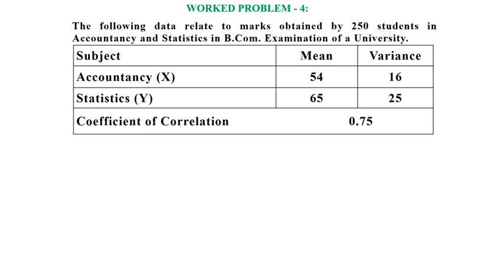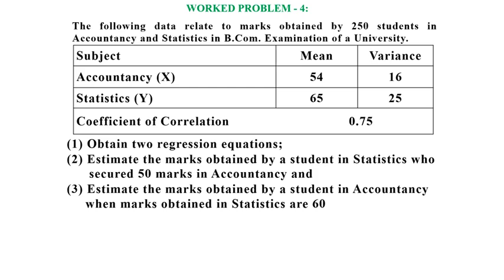Concentrate on the problem and identify what is given clearly and then proceed. Okay, what is the question here? Obtain two regression equations. Estimate the marks obtained by a student in statistics who secured 50 marks in accountancy. When x is 50, what is y, is the second question. Estimate the marks obtained by a student in accountancy when marks obtained in statistics are 60. When statistics y is 60, what is x, they have asked.